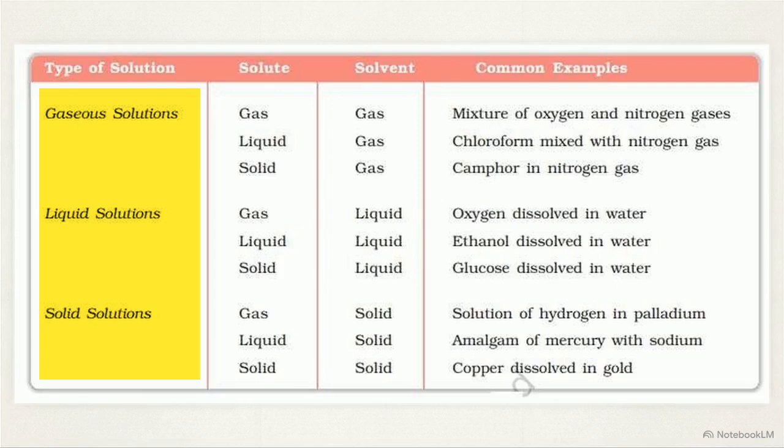This table shows that solutions exist across all physical states. A solvent can be a gas, a liquid, or a solid. Air is a gaseous solution of oxygen and nitrogen, while an amalgam of mercury and sodium forms a solid solution.